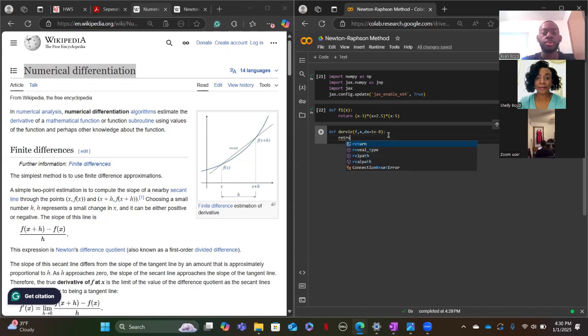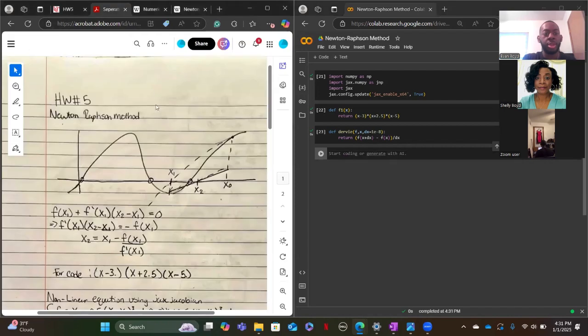So we'll return now, and we would just state this function. It'll be f of x plus dx minus f of x divided by dx. Okay, so here's our second function to have our f prime defined. And now we just need to write this out. So we have defined our Newton's function, which we will need f, of course.